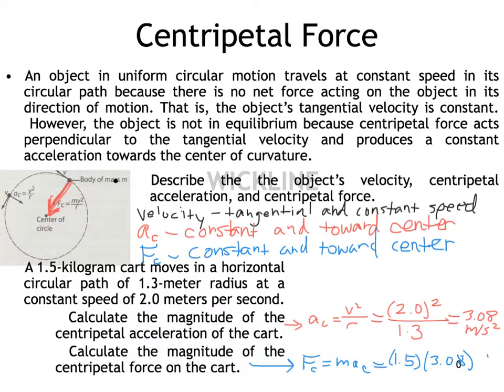I got 4.62. And this is a centripetal force, so it's going to be newtons. And I know that it didn't ask for this because it only asked for the magnitude of each of these questions. So it didn't ask for the direction, but in both cases, the direction would be towards the center, and that's for AC and FC.